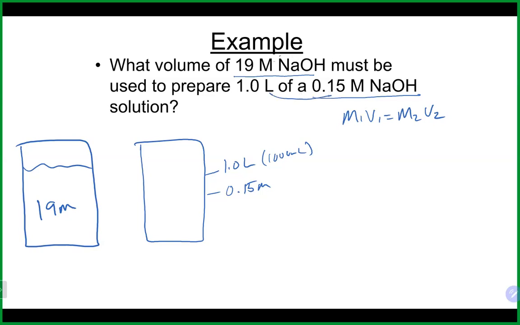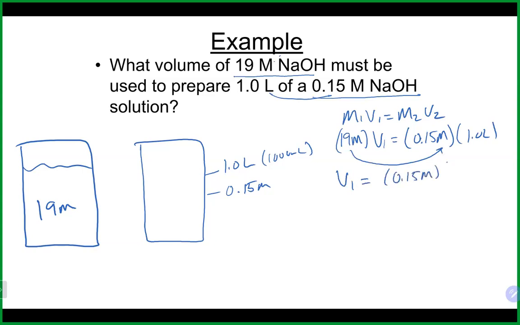Typically, again, the more concentrated one is the one. So that's going to be 19 molar. We do not have V1. We have 0.15 molar here, and we have 1 liter. So we're going to divide this to the other side. That would give us V1 is 0.15 molar times 1 liter divided by 19 molar. The molarities will cancel, and that will leave us in liters.